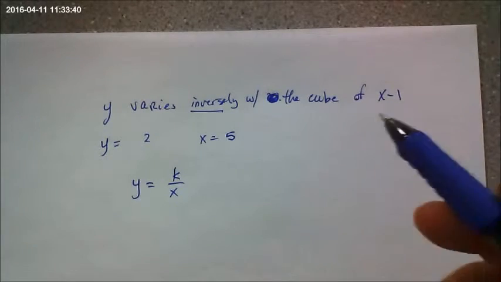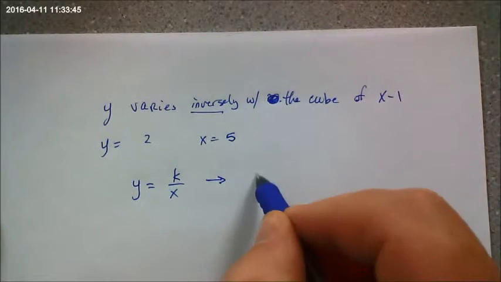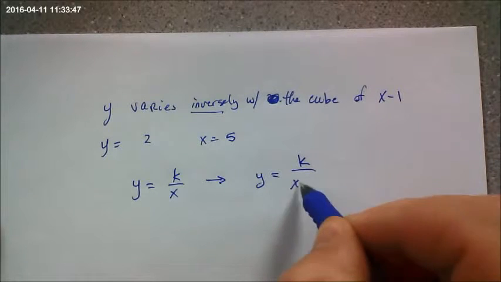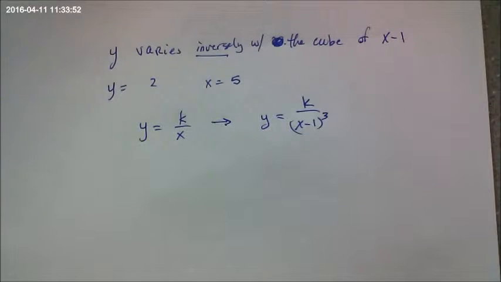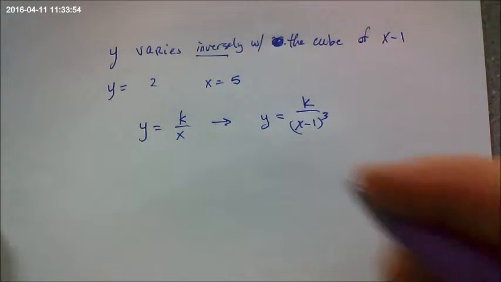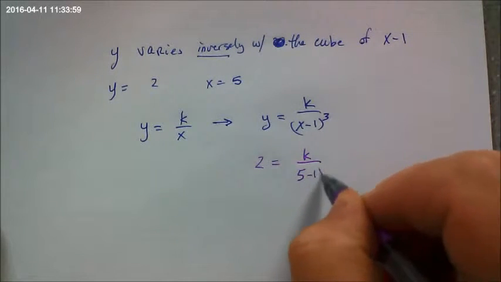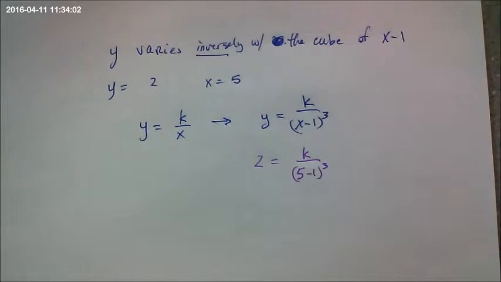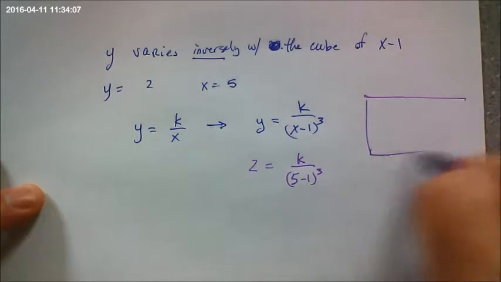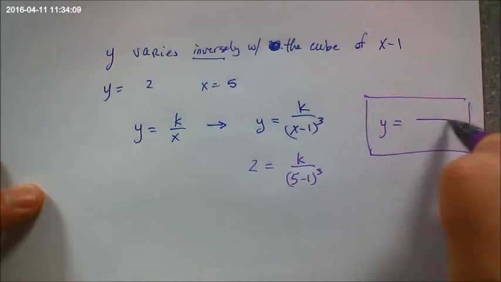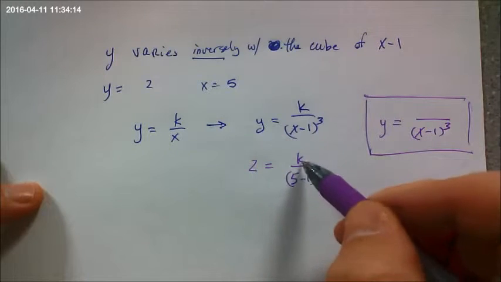Second thing you do is plug in your numbers. This one says the cube of x minus 1, so we're really going to be using that. Now we can plug in our numbers. When y is 2, x is 5. We have to solve this for k so we can write our formula over here: y equals something over x minus 1 cubed. We have to figure out what that something is by solving for k.